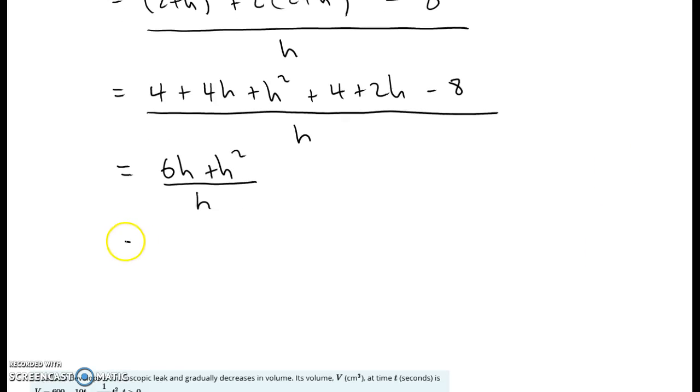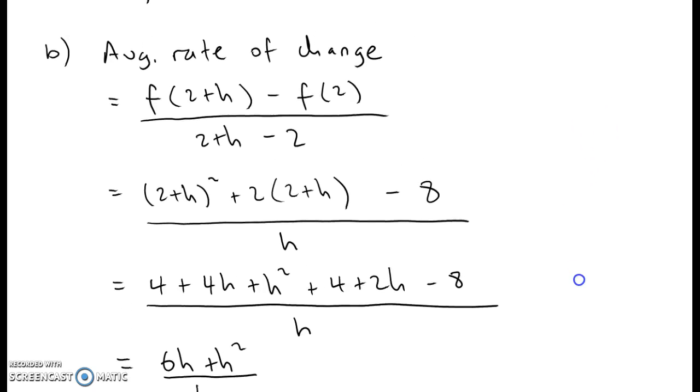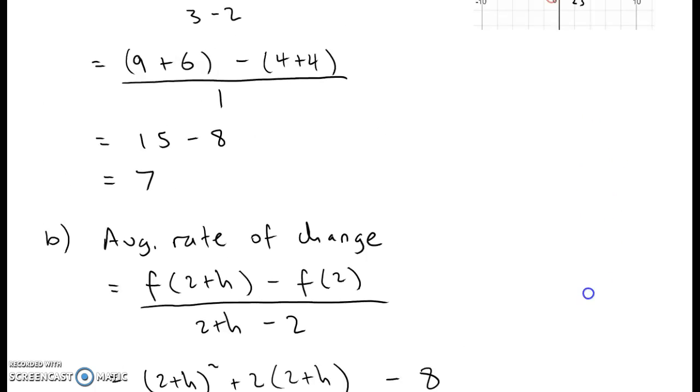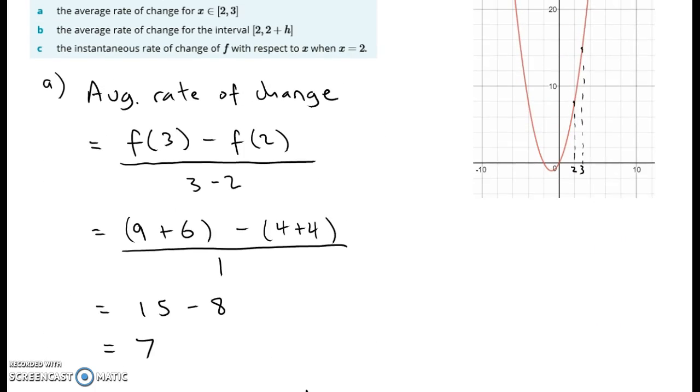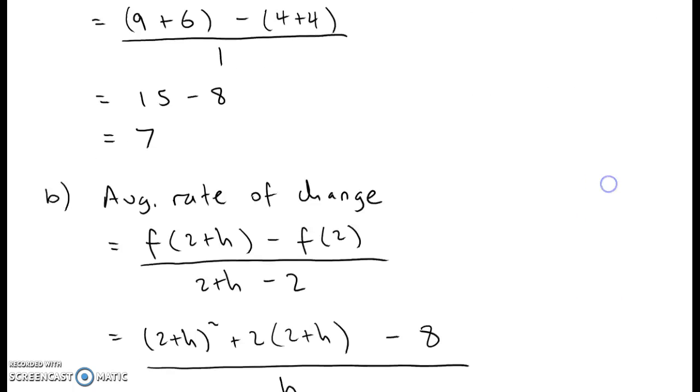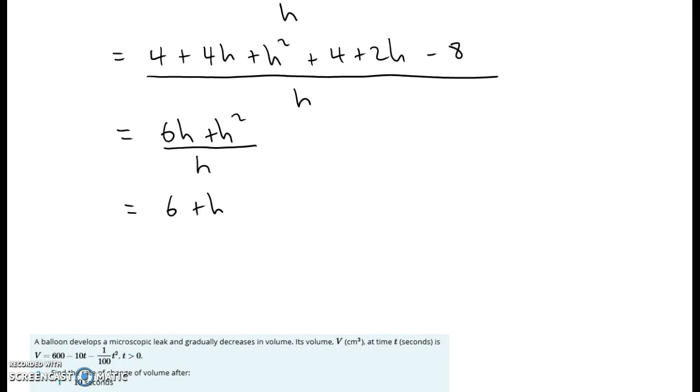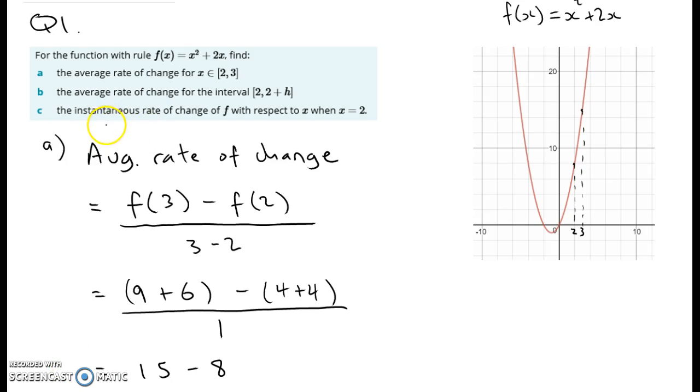We can cancel out those h's, which will just leave us with 6 plus h. So in other words, the rate of change from x equals 2 to x equals 2 plus h, and we don't know that value of h, but we can generalize it to find that the rate of change is 6 plus h.